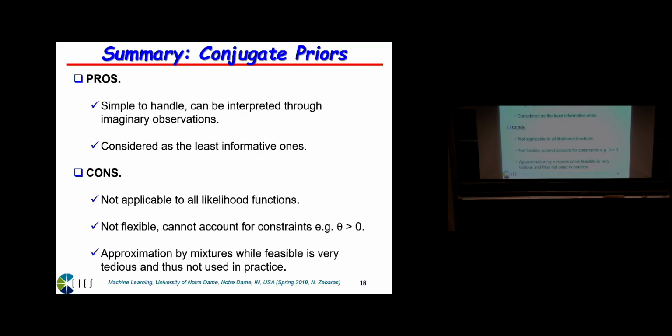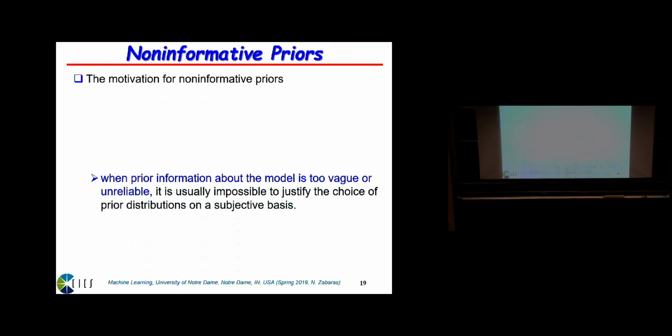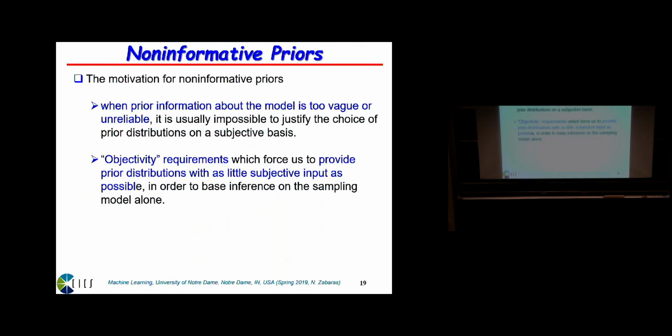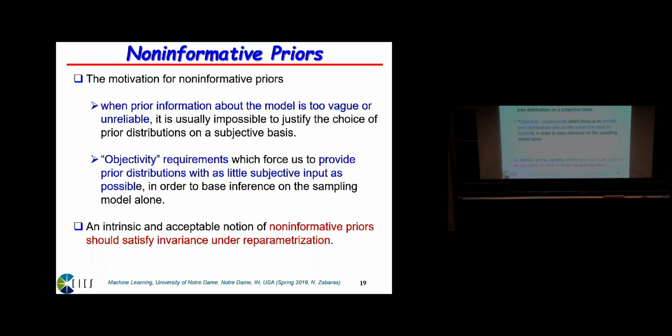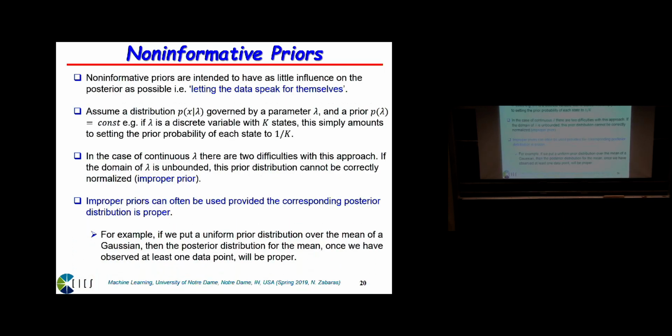And if you have constraints on the parameters, like if one parameter is a variance, and you say the variance had better be positive, you cannot enforce these constraints with conjugate priors. Okay? So there are pros and cons that you need to consider when you do these things. So what we need to do is discuss non-informative priors, okay, and see what's going on.